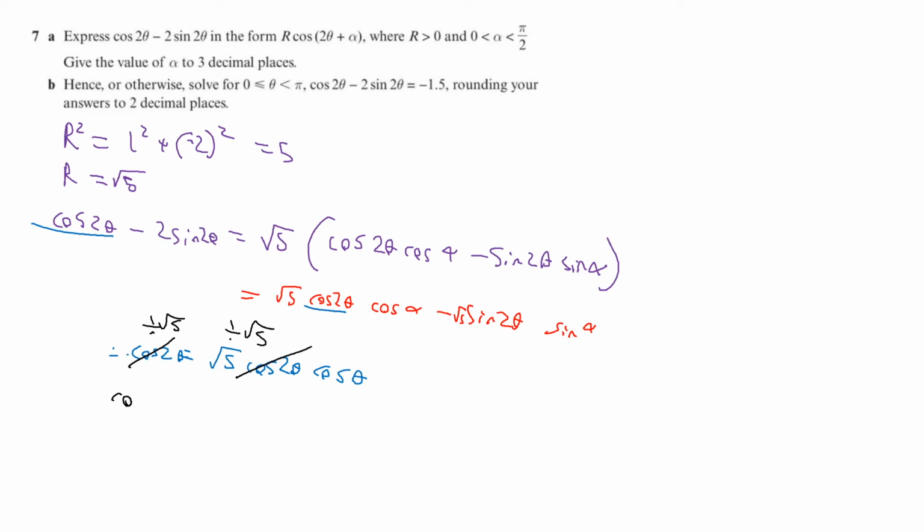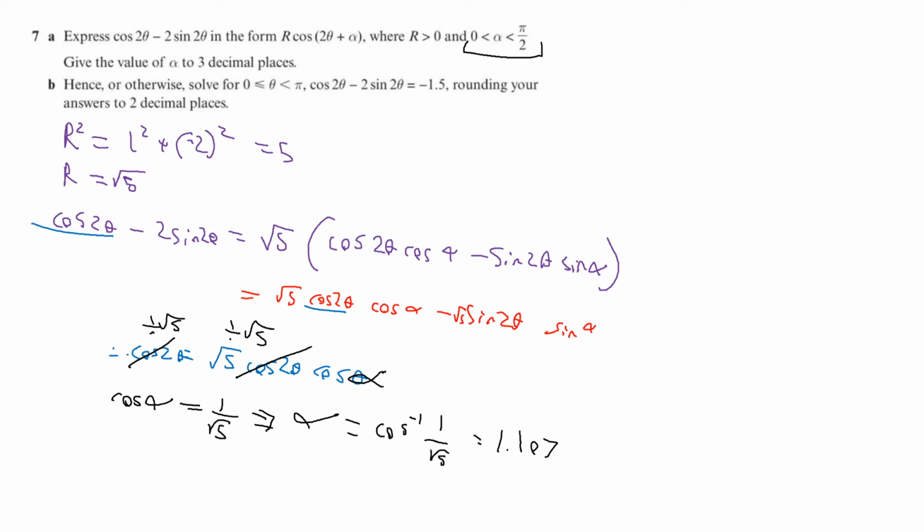Let's get rid of the two cos 2 thetas on each side and then divide by root 5 to get cos alpha, sorry, this is an alpha. Cos alpha is equal to 1 over root 5. So therefore, alpha has to be between 0 and pi over 2. So change your calculators to radians. Once you do that, you should get an answer of 1.107.